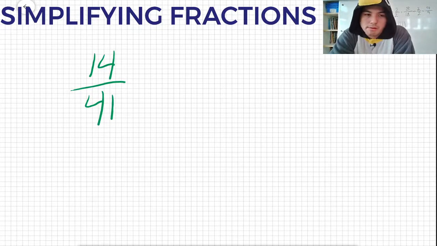14/41. What number can go evenly into 14 and 41? Well, let's take a look at 14, because I know 1 times 14 is 14, but that doesn't help us. 2 times 7 is 14. But 41's not even, so 2 wouldn't work. Is 41 a multiple of 7? No, because 7 times 6 is 42.